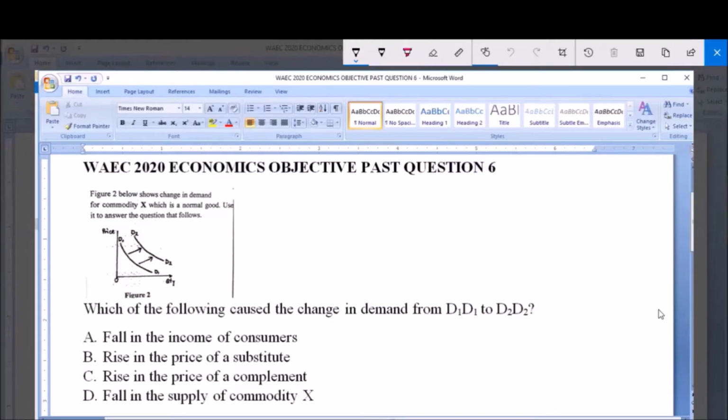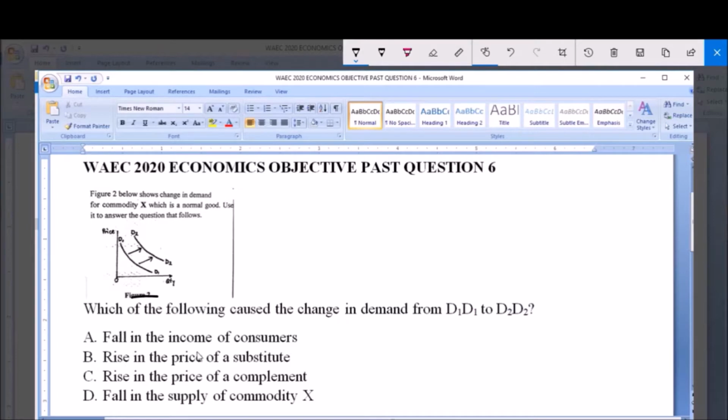Hello and welcome. I will be answering WAEC 2020 Economics Objective Past Question 6. So you have a figure here which is labeled Figure 2, and it shows change in demand for a commodity X, which is a normal good. Now the question we have to use it to answer is, which of the following caused the change in demand from D1 to D2?